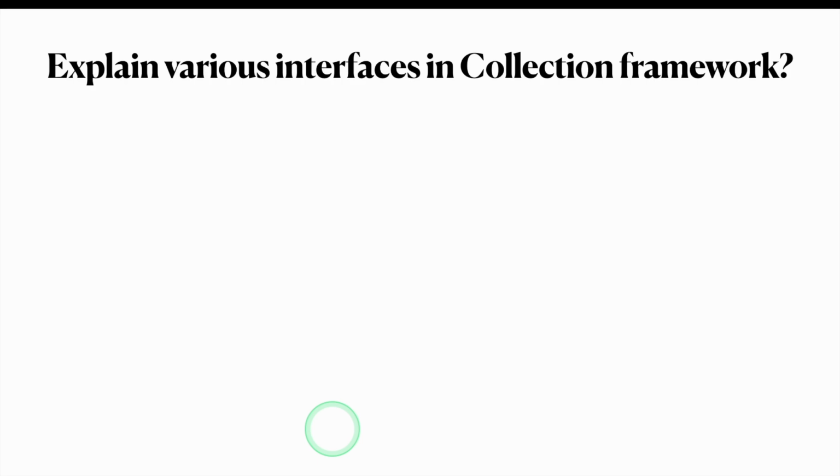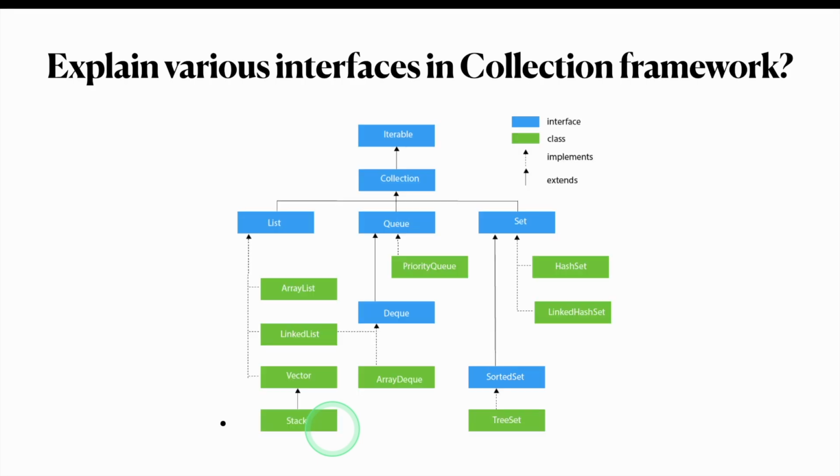Explain various interfaces in the collection framework. As we have already seen, mainly Iterable, Collection, List, Queue, and Set are the most important interfaces. But we'll see all these 7 interfaces in detail.